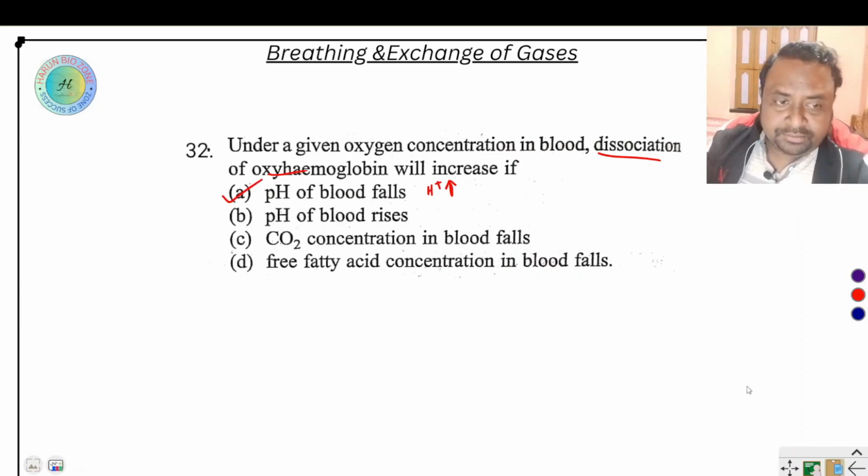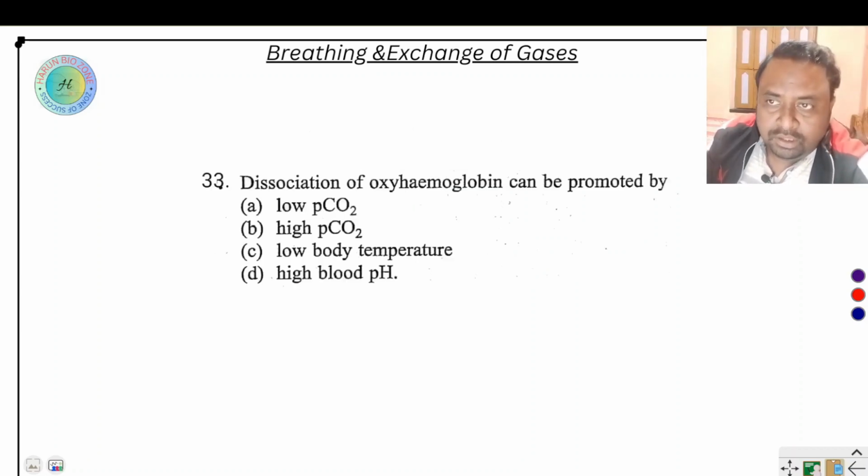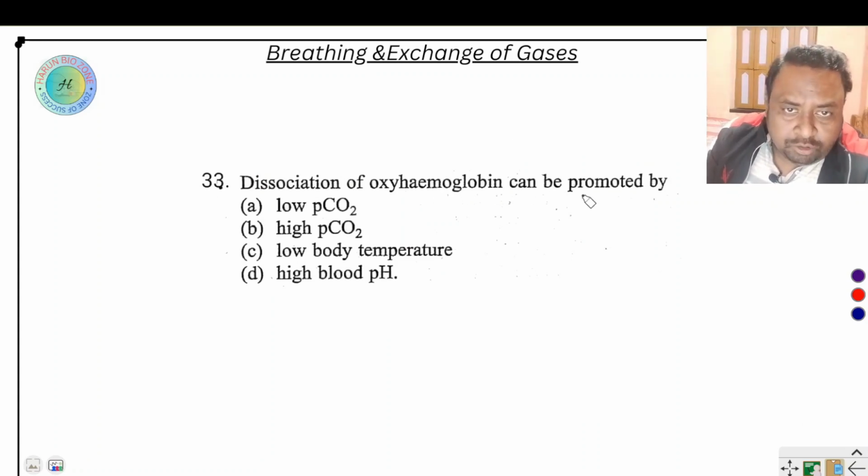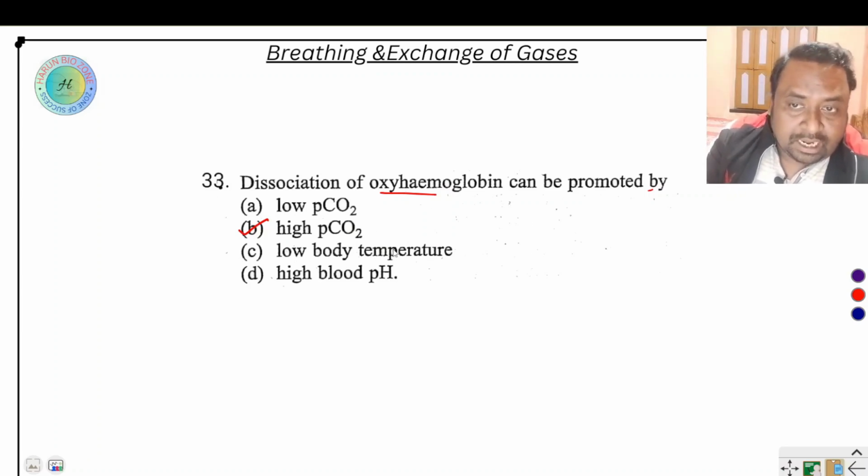Next question is dissociation of oxyhemoglobin can be promoted by low pH and high CO2. When level of CO2 is high, temperature is high and blood pH level is low, then dissociation occurs.